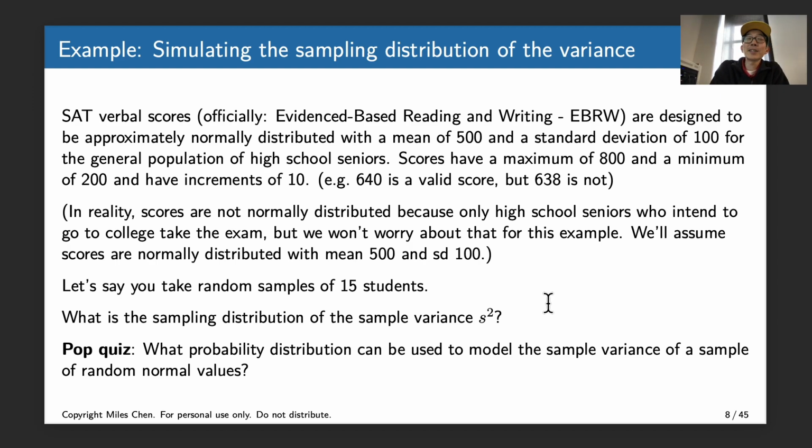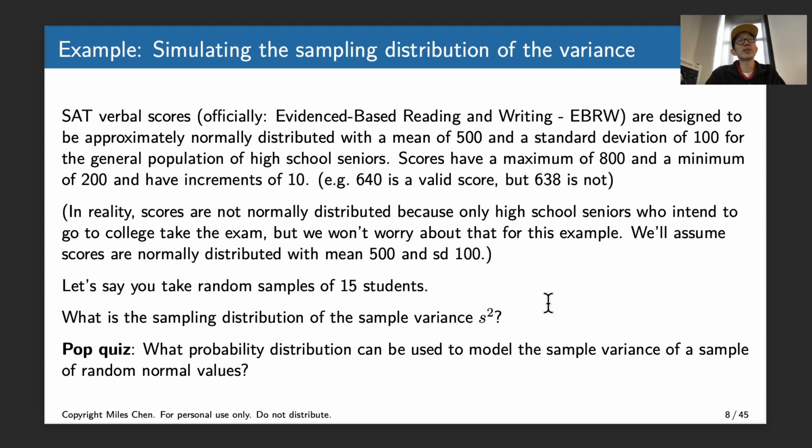But anyway, the SAT verbal, technically the evidence-based reading and writing exam, is supposed to be normally distributed. The mean is supposed to be 500, standard deviation of 100, right? So 3 standard deviations above the mean is 800, and that's your perfect score. Scores have a maximum of 800, minimum of 200, and SAT scores only go in increments of 10, so you can't get like a 522 or 521.8. It's either going to be 520 or 530 or 780, something to the nearest 10.